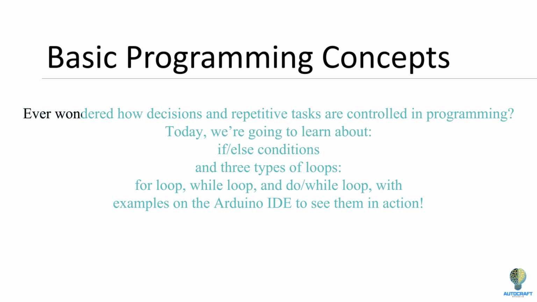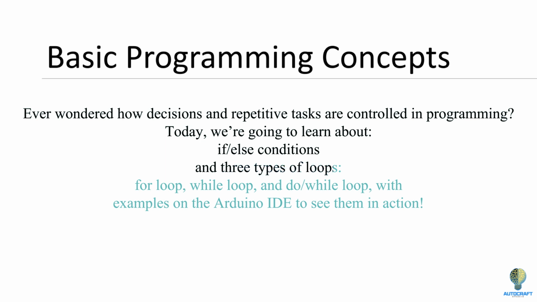Ever wondered how decisions and repetitive tasks are controlled in programming? Today we're going to learn about if-else conditions and three types of loops: for loop, while loop, and do-while loop, with some examples on Arduino IDE to see them in action.